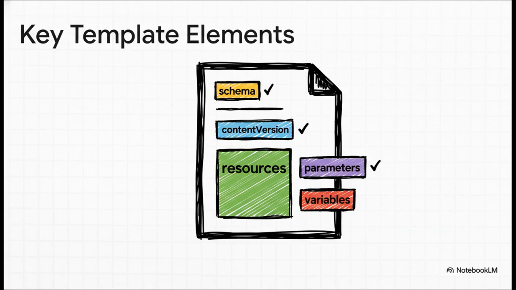Now, every one of these templates has a few key parts. You've got parameters, those are your inputs, like what to name your VM. You have variables for stuff you want to reuse inside the template. But the three big ones, the ones you absolutely have to have, are the schema, the content version, and of course, the resources block. That's the heart of it all. It's where you list out everything you want to build.